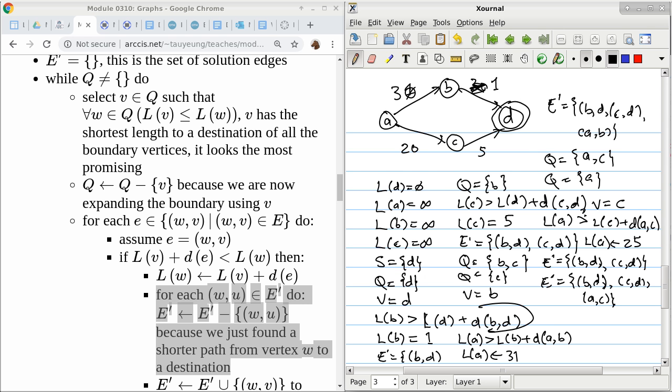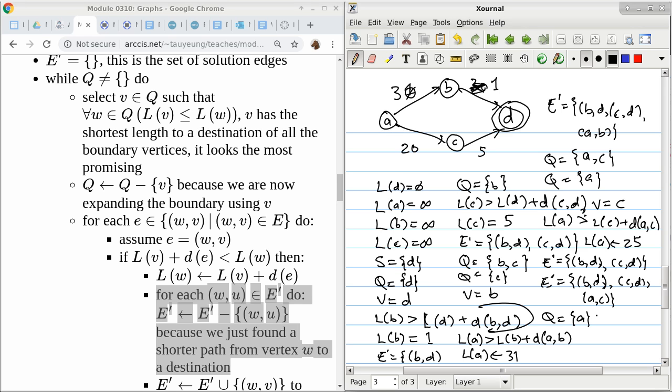Okay? And then what else do we need to do? Q. Technically, we are adding A to Q, but since Q only has A at this point, it doesn't look like we are updating it. But technically speaking, we are adding vertex A back into Q, except it's already there. Is that okay? So we are now done with the inner loop.